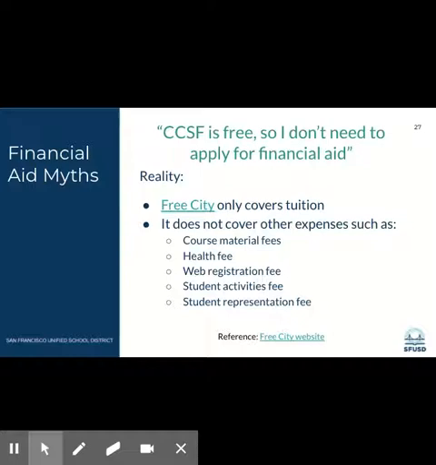Here are some common myths about financial aid. I plan on going to CCSF, and CCSF is free, so I don't need to apply for financial aid. That is not true. Free City only covers the cost of tuition, but does not cover additional fees from CCSF. Applying for the FAFSA California DREAM Act could help you cover the cost of these additional fees and even qualify you for even more money and scholarships.